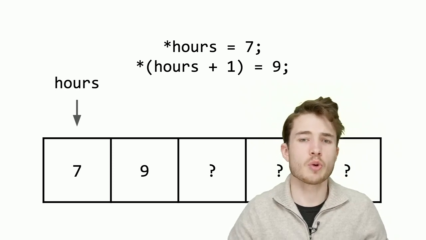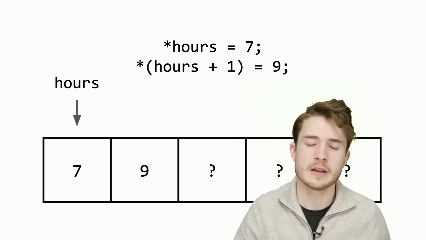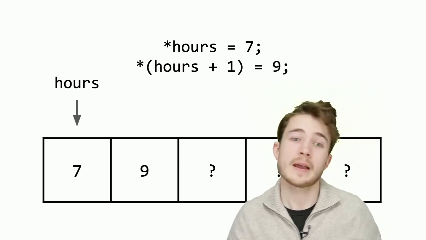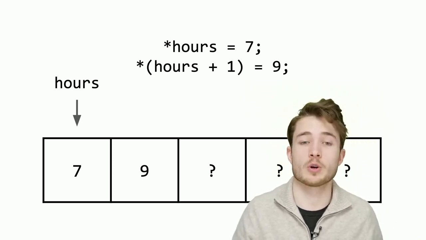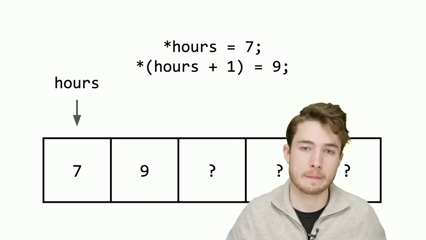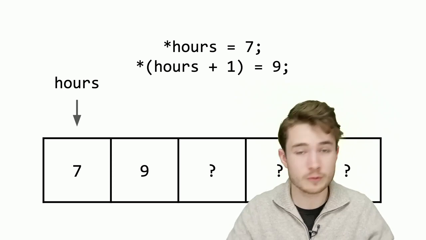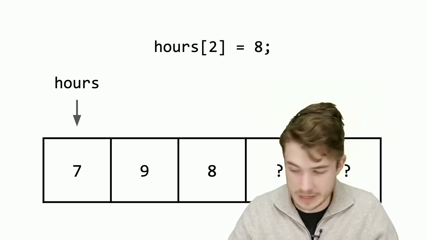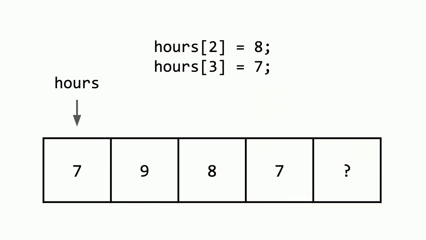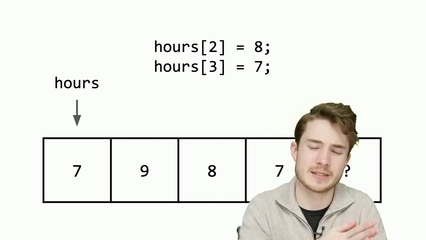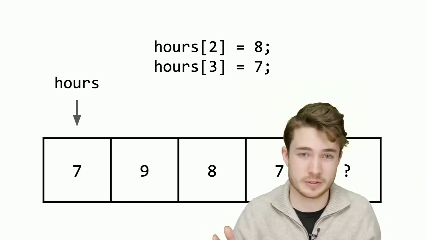Notice how we're using some pointer arithmetic here, where we're saying hours plus 1 means go to the next location in memory after whatever hours is pointing to. And of course, hours points to that first location in our broader array here. So we could also, of course, use the same bracket notation we saw before, like hours bracket 2 for 8, or hours bracket 3, in this case, for 7, and so on. So it kind of begs the question, what's the point of using malloc if we can use this very same syntax, and now we have to deal with pointers, right?